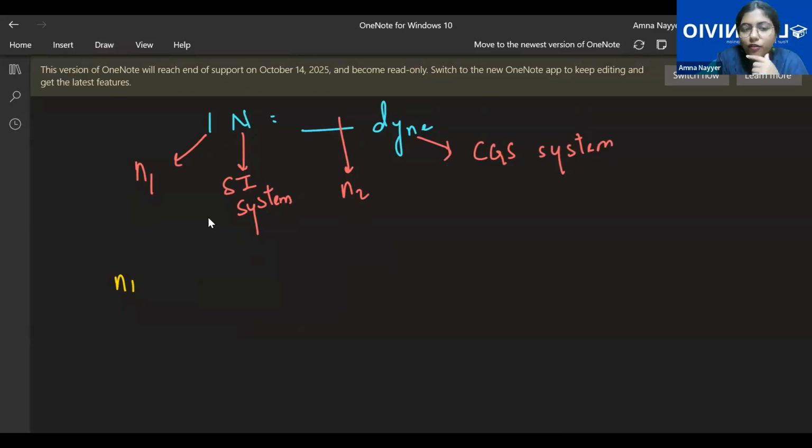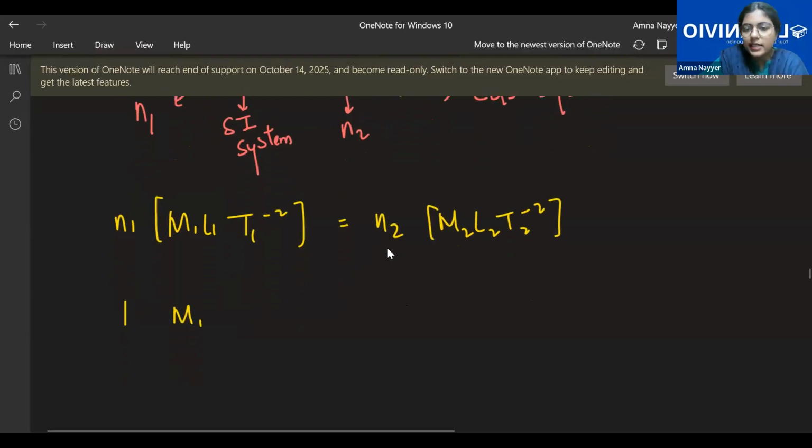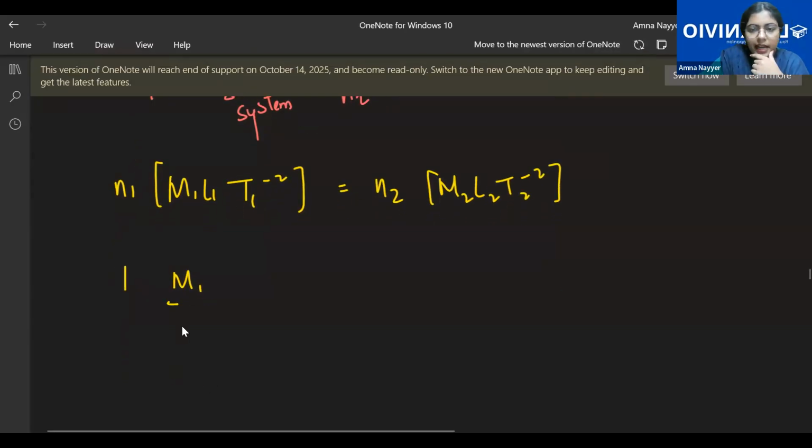Now Newton is the unit of force. I'll write it as MLT to the power minus 2. 1 I'll put because this is one system of units. N2 I don't know, it's missing. This will again be MLT to the power minus 2 for the dyne, and we'll put it as 2. Now N1 is already given as 1. So what is N2 equal to? Let's shift this here, M1 by M2.